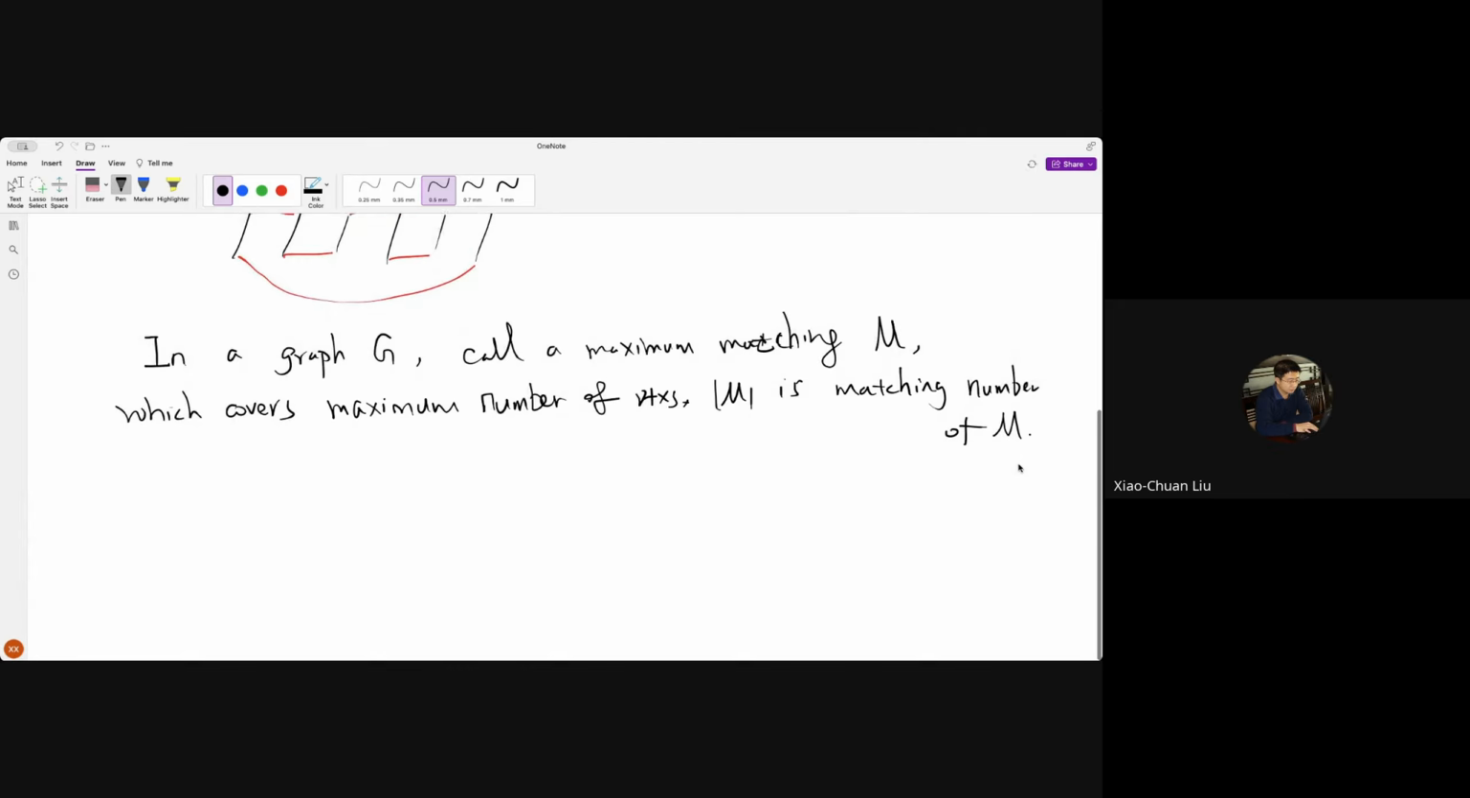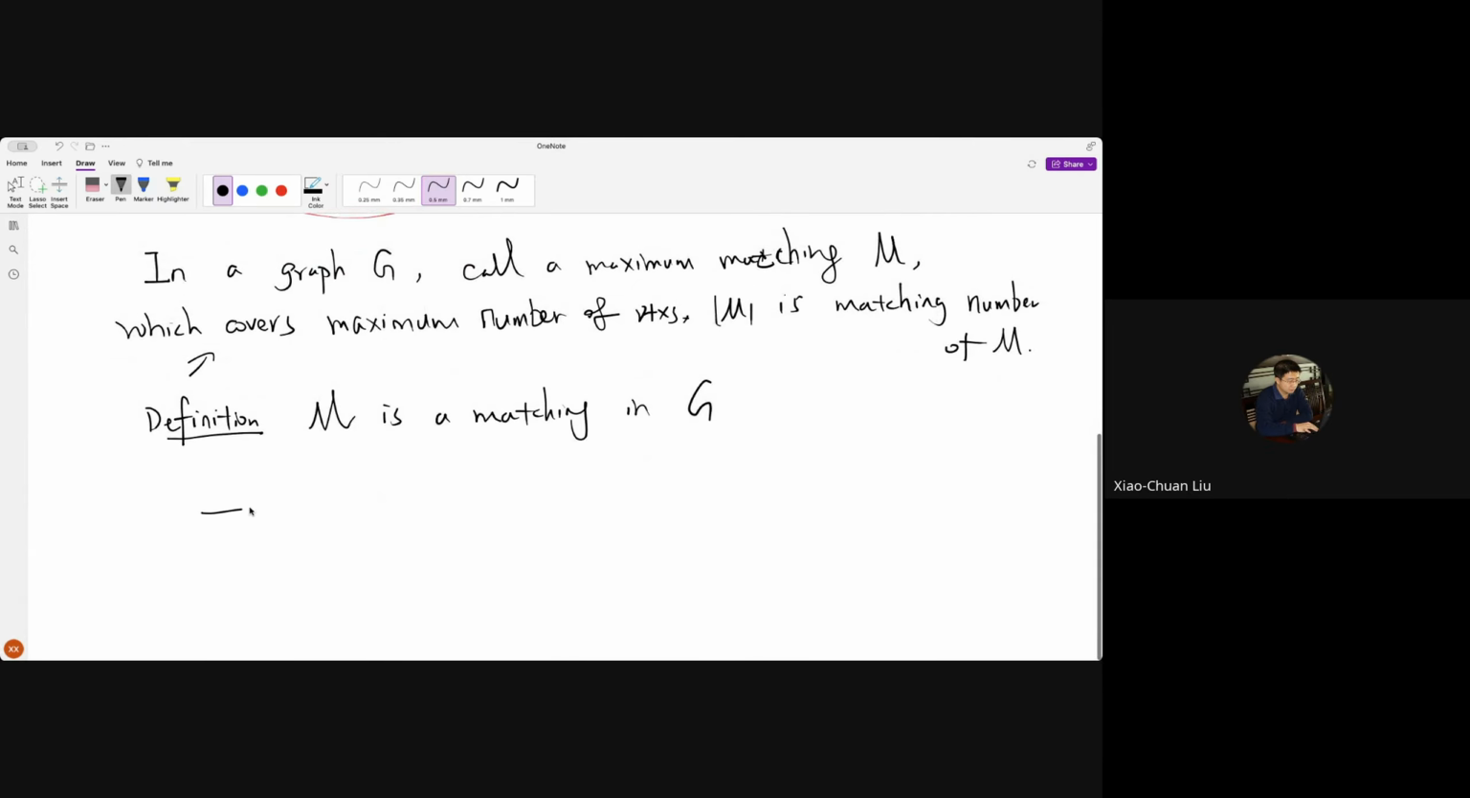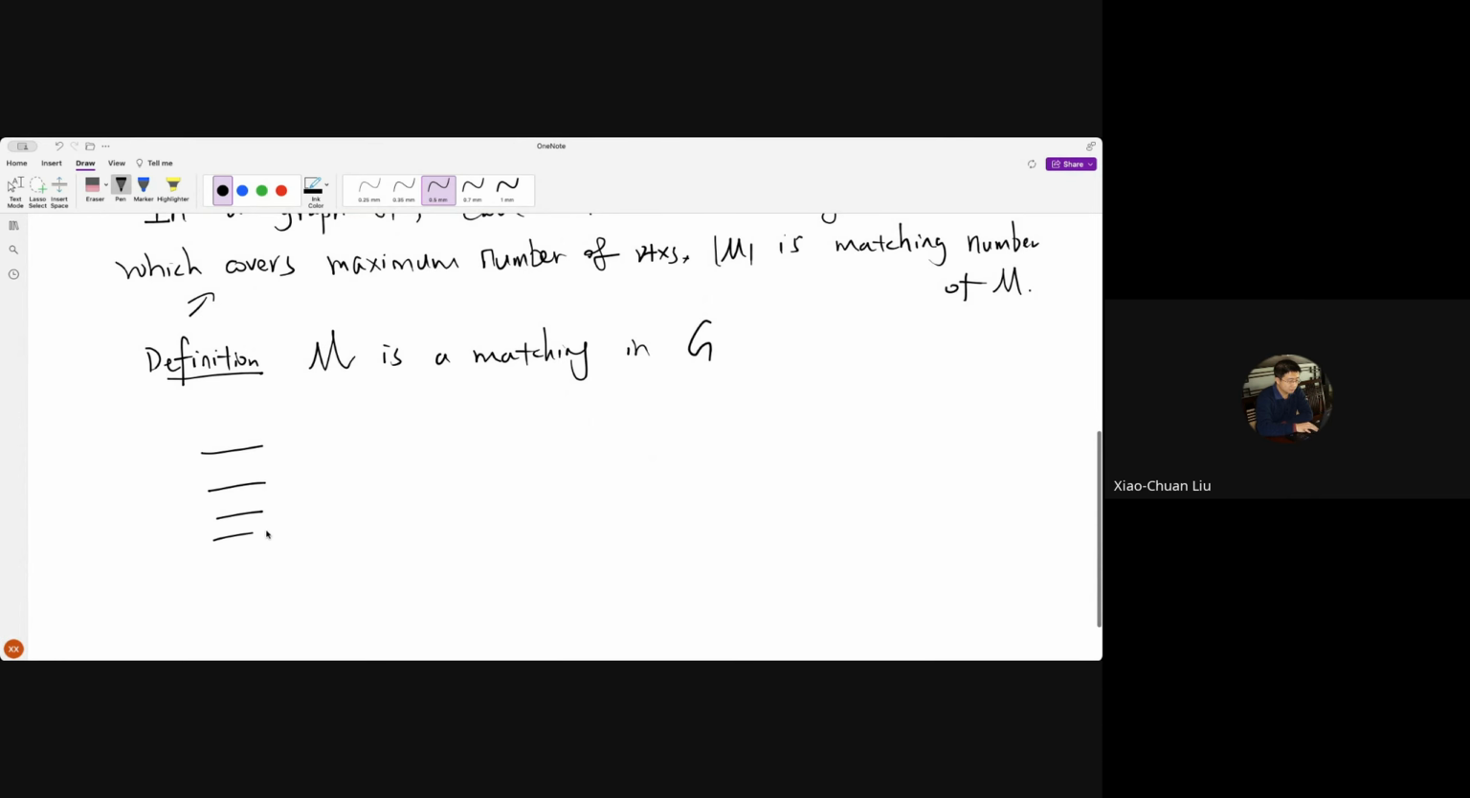Okay. So we have some other definitions. Let me define some other objects. Suppose M is a matching in G. If you look at the graph, it will be something like this, and this is my whole graph G, and usually we just write this as a matching. We don't know other information. We don't know if it's a maximum or not.